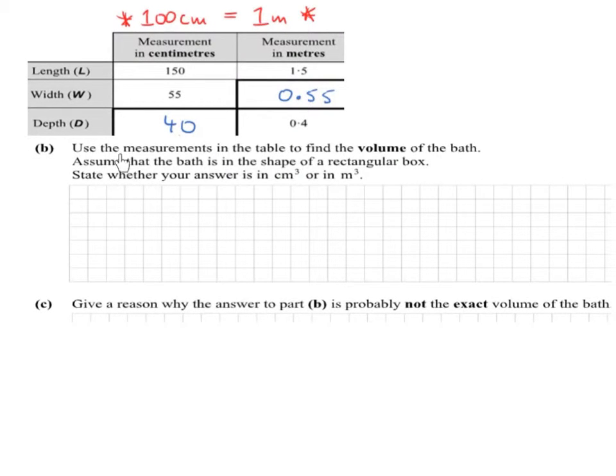Part B. Use the measurements in the table to find the volume of the bath. Assume that the bath is in the shape of a rectangular box. State whether your answer is in centimetres cubed or metres cubed. So we're going to use our information in the table to find the volume of the bath. Part C. Give a reason why the answer to part B is probably not the exact volume of the bath.